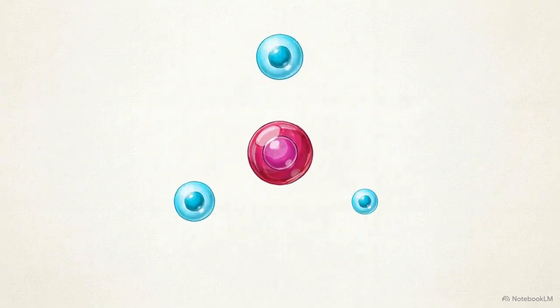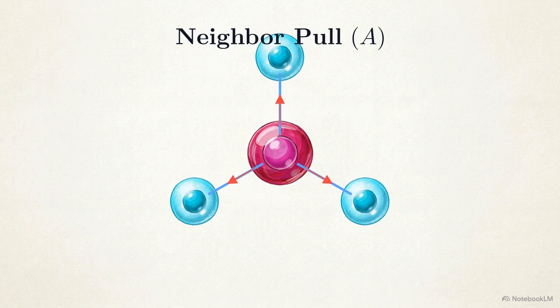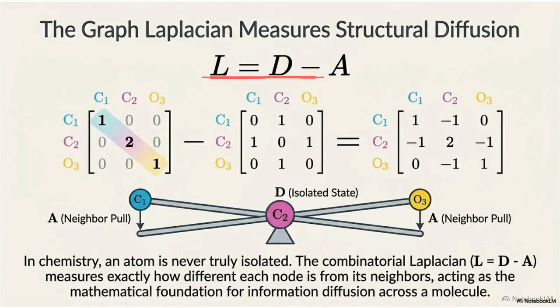In a molecule, an atom's behavior is dictated by the environment pulling on it. This is captured by the graph Laplacian, L. Using L equals D minus A, the matrix measures exactly how different each node is from its neighbors. It provides the foundation for structural diffusion, balancing an isolated state against neighbor pull.